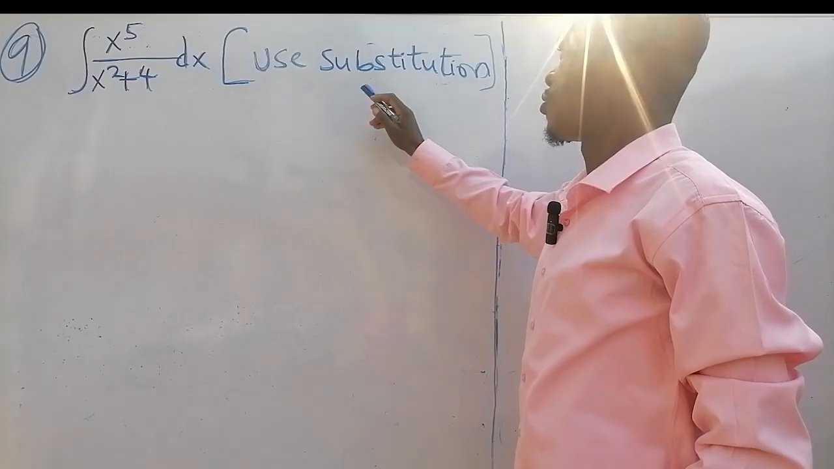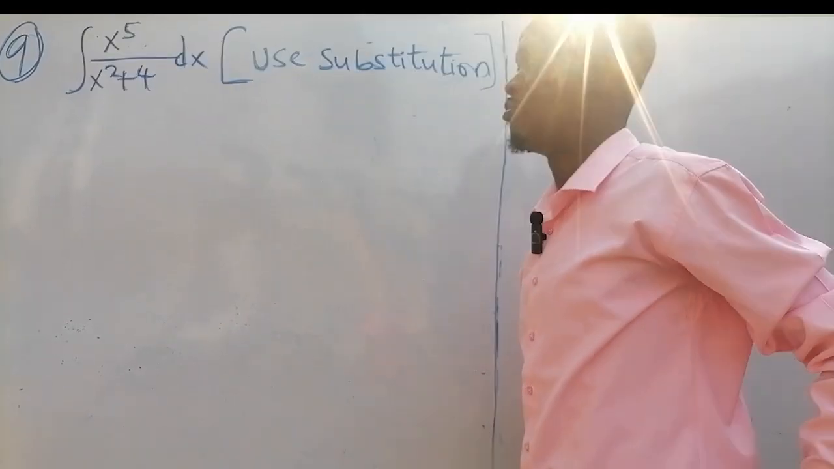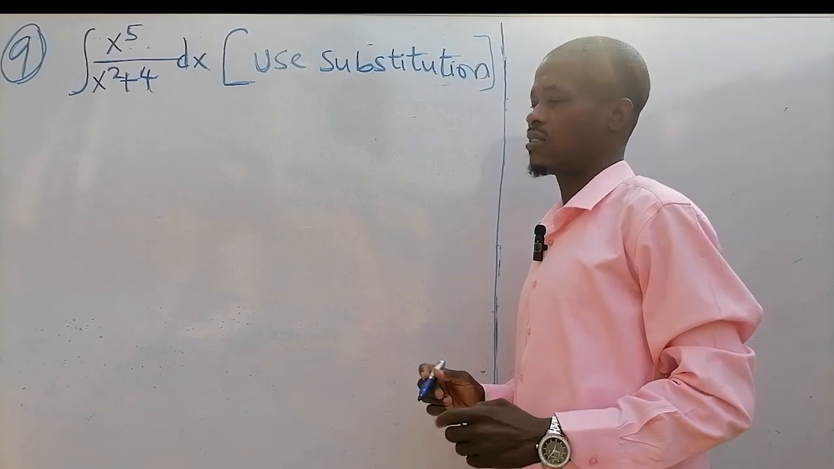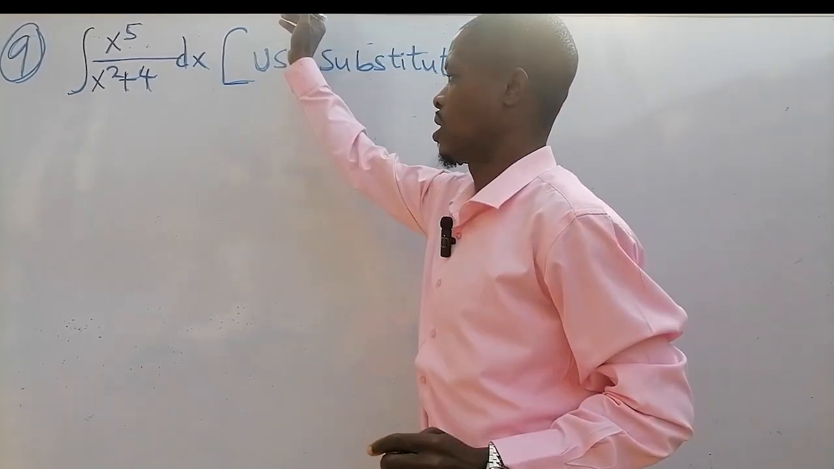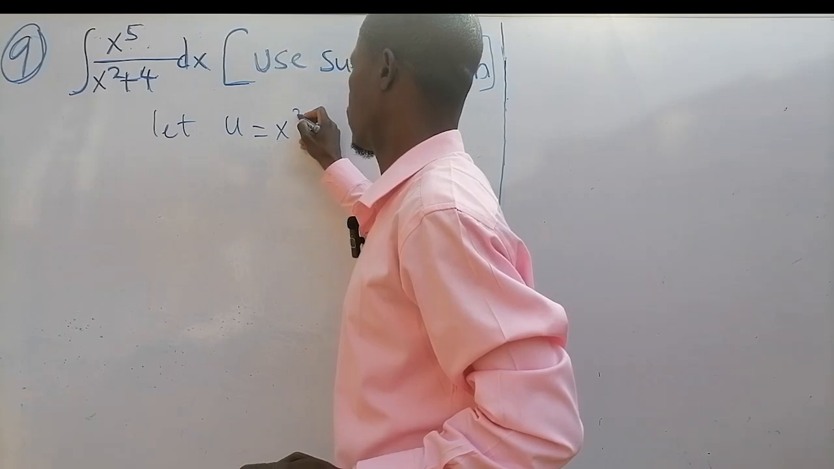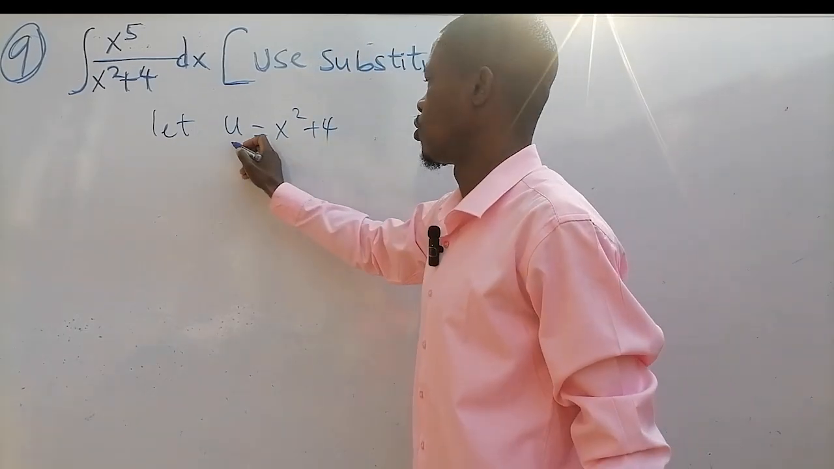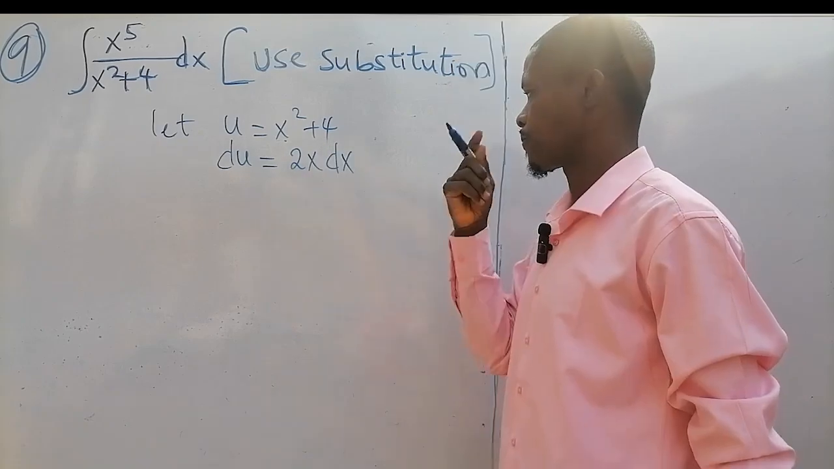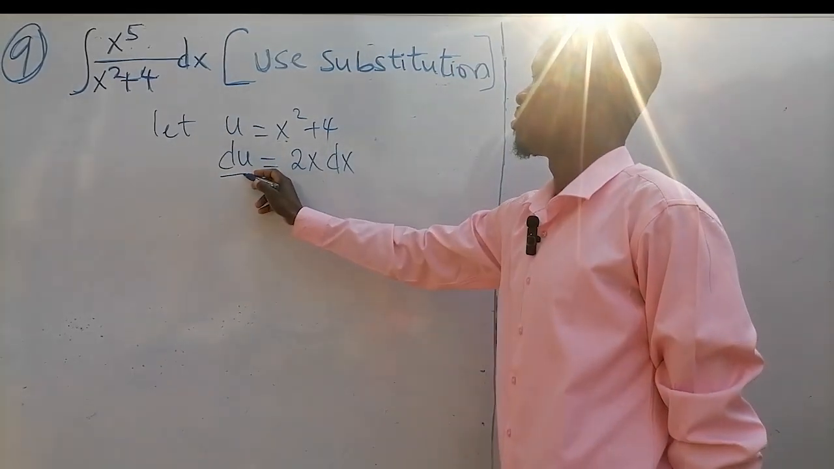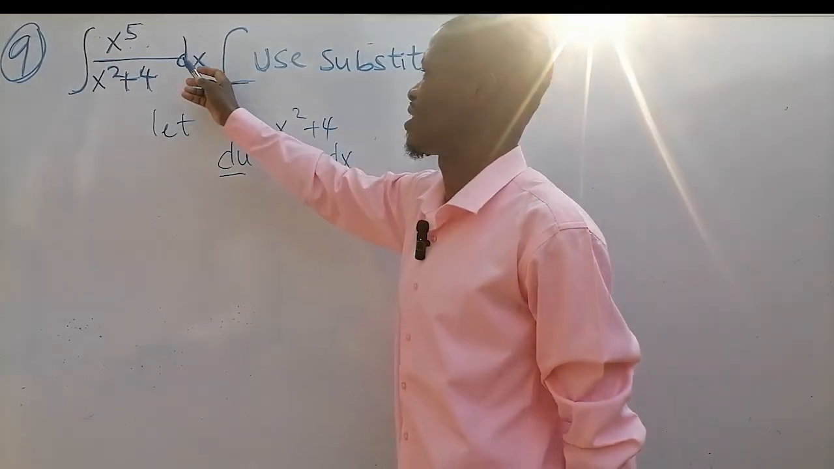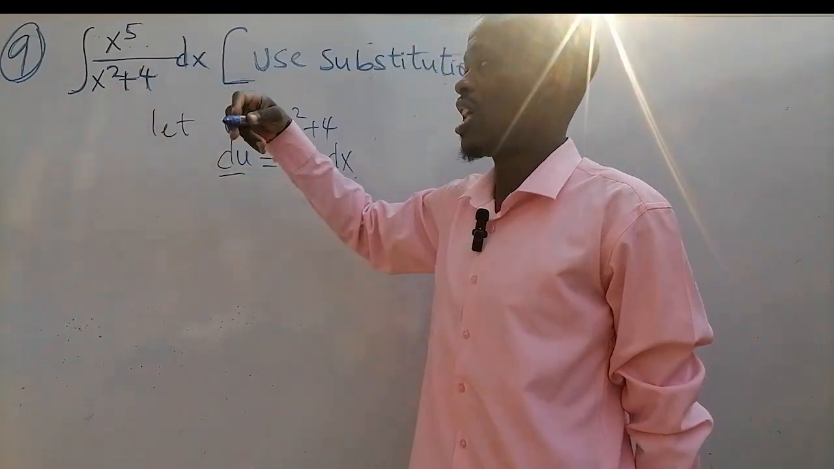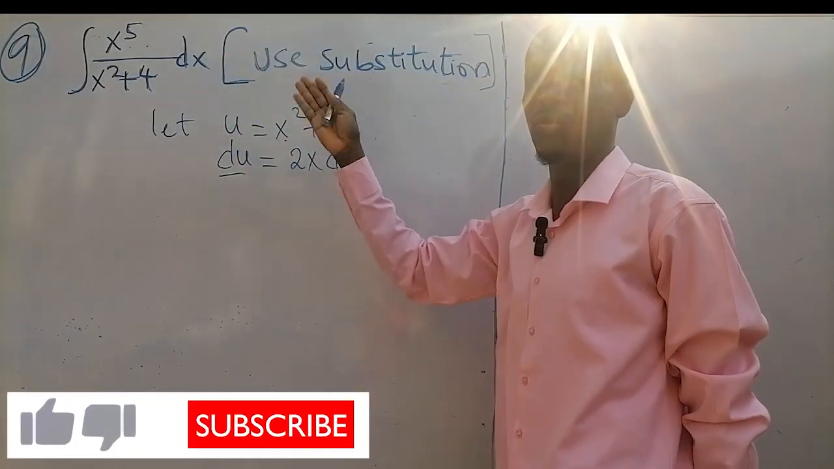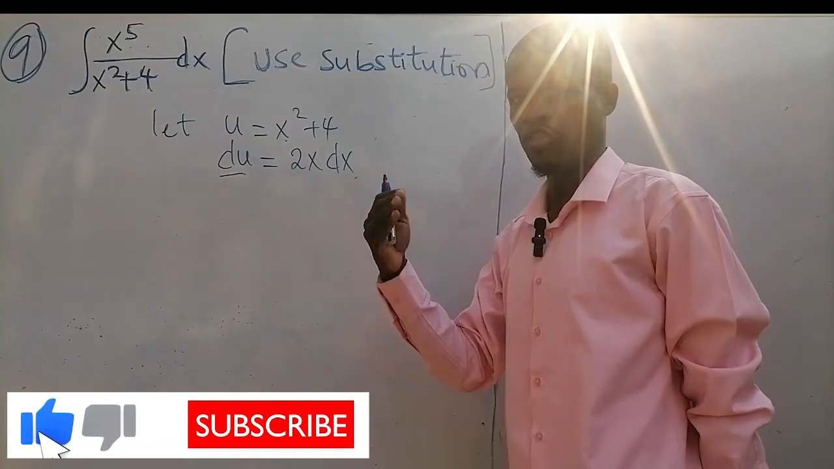Question 9, we are told to use a substitution method, integrate that. So what we're going to do in this case is very straightforward. Let's make this u, then get your du/dx, that'll be 2x. If you look at our du/dx now, it has nothing similar here, unlike before, where we have some similarity so that they will cancel out.